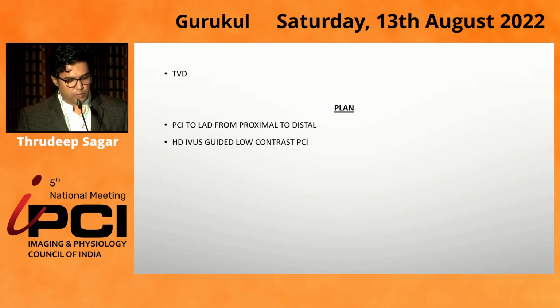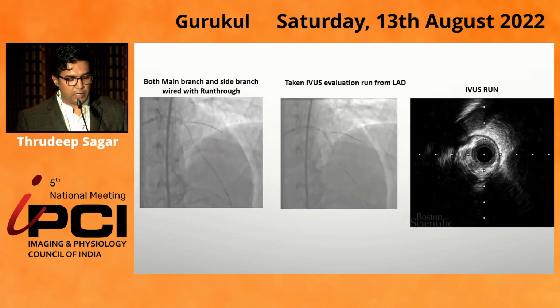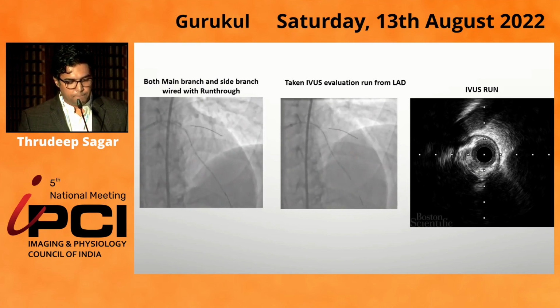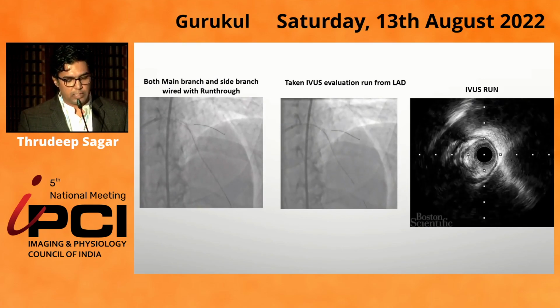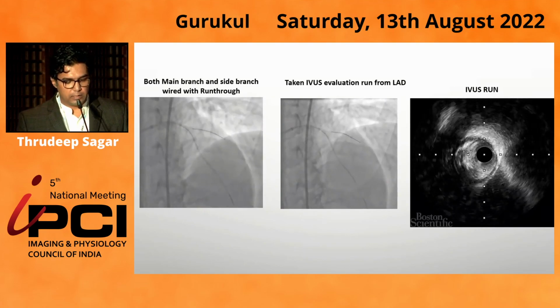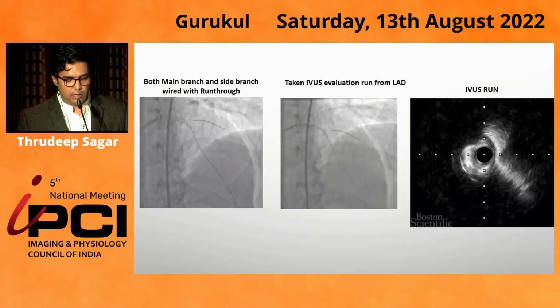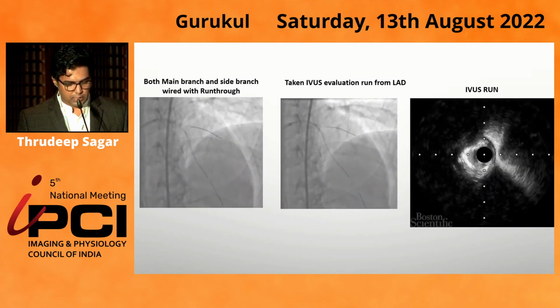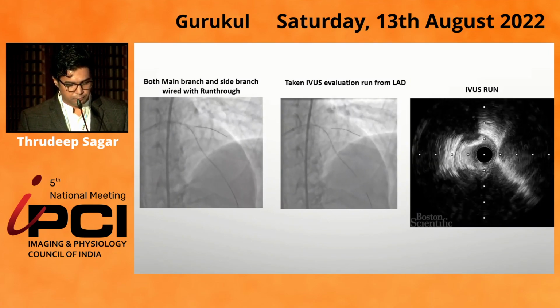So on that basis, we thought of doing a PCI to the LAD, proximal to distal, with the help of HD IVUS. Initially, we wired with a marker wire. The Runthrough wire was parked in the diagonal as well as the distal LAD, and an IVUS study was done. It showed a significant mixed plaque in the distal LAD and a 360-degree calcium in the proximal LAD with a myocardial bridge in the mid LAD.